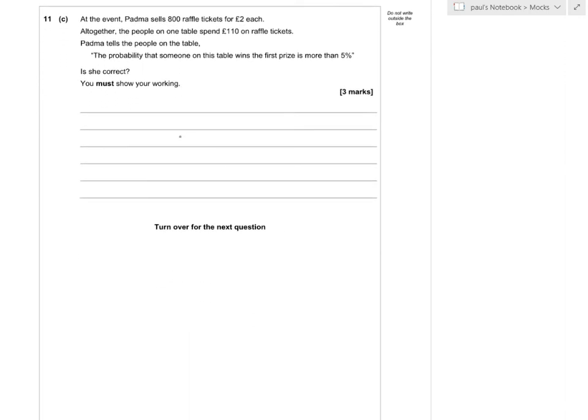Right, at the event, raffle tickets. Padma's making some money out of this, isn't she? Yeah. Right. At the event, Padma sells the raffle tickets. Right, and she sells 800 raffle tickets for £2 each. Altogether, the people on one table spends £120 on raffle tickets. Padma tells the people on the table the probability that someone on this table wins the first prize is more than 5%. Is she correct? So if they spend £110 on tickets and they're £2 each, so they must have bought 55 tickets.